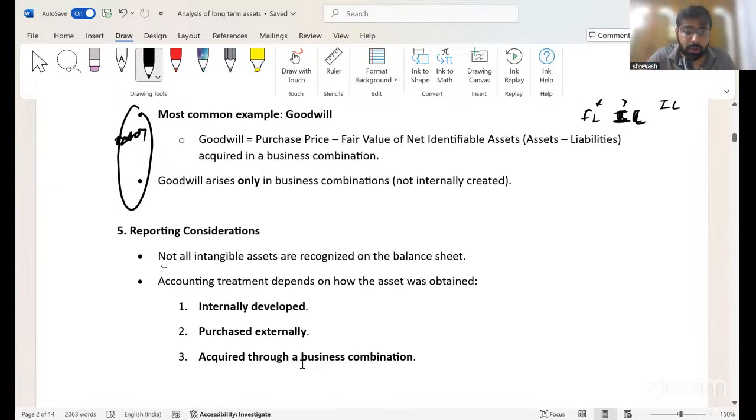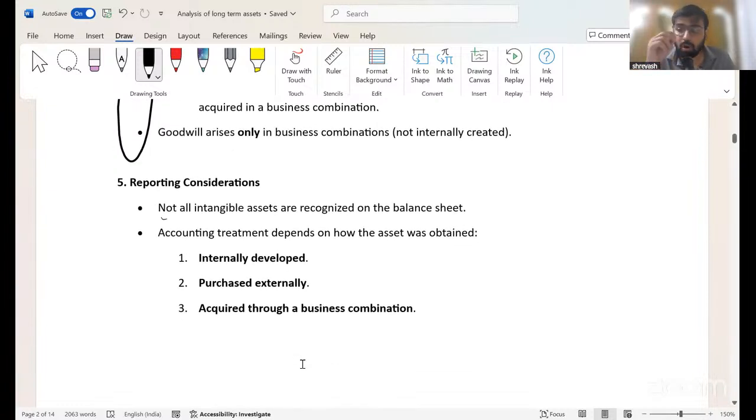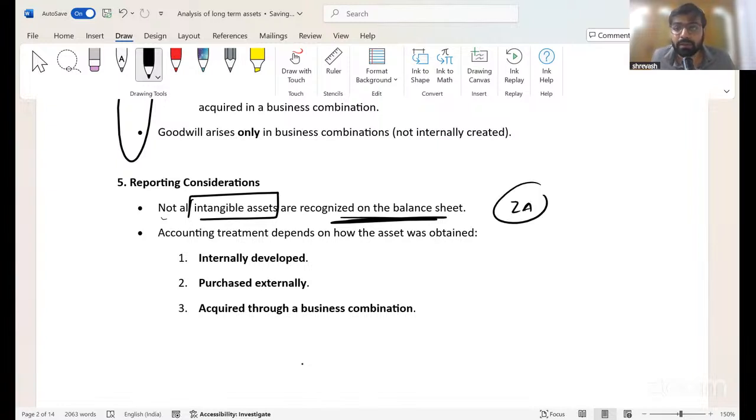Now, what are the reporting conditions, guys? Not all intangible assets are recognized on the balance sheet. You have to understand that very, very well. Meaning, what if the intangible asset is internally developed? Let's say, for example, goodwill, which I was talking about. There are two types of goodwill. First, internally generated goodwill, and the second one is goodwill on business combination or acquisition.